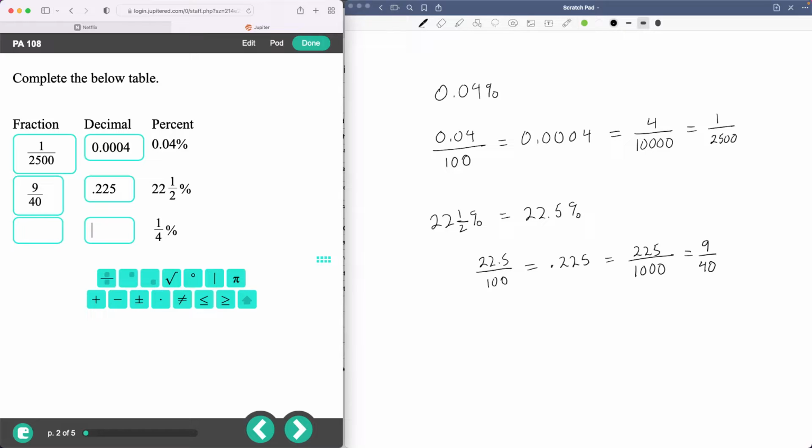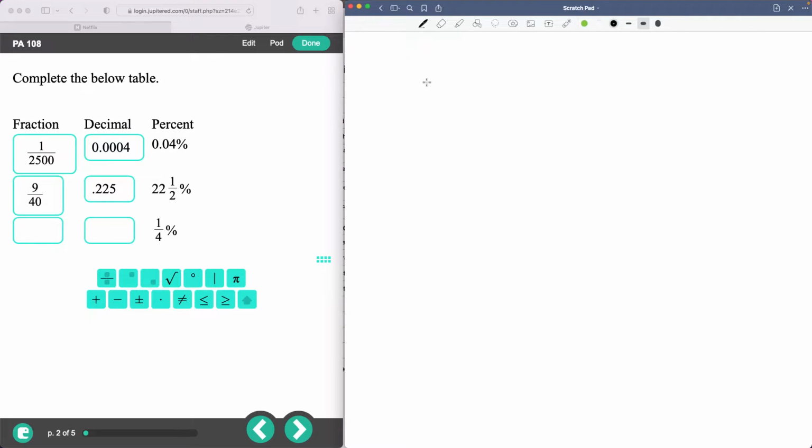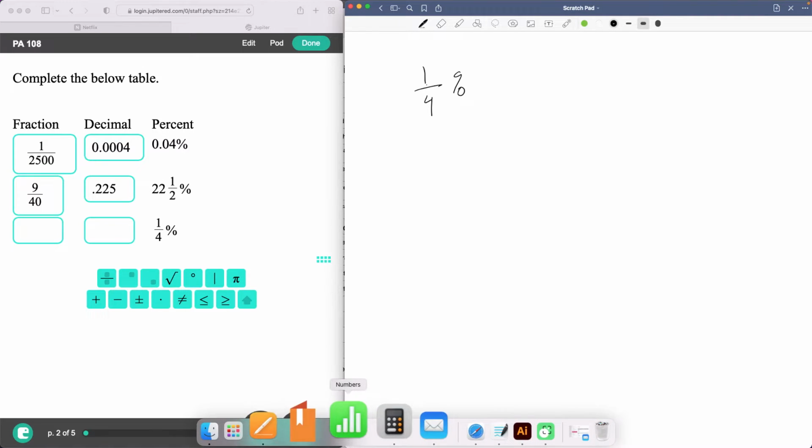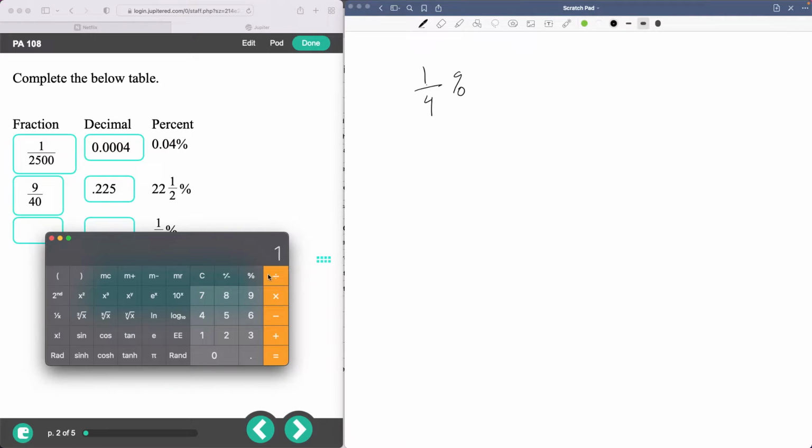Now we're going to do the last one. Let me clear the page so we have a blank page and plenty of space. If it'll let me, here we go. All right, so the last one is 1/4%. 1/4, if we divide it, you'll see 1 divided by 4 is 0.25. So we have 0.25%. So we put 0.25 over 100. So we divide that number by 100, and that gives us 0.0025 as our decimal.